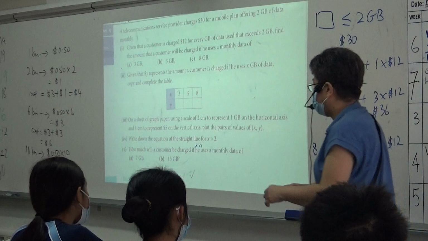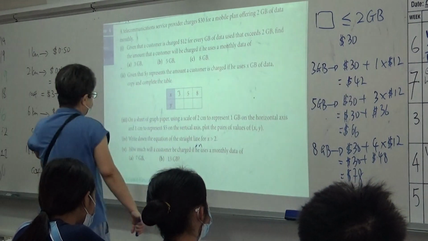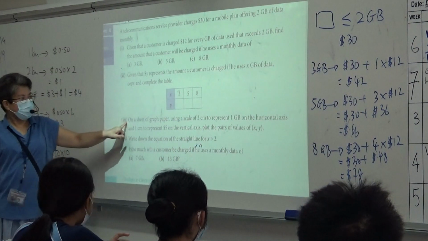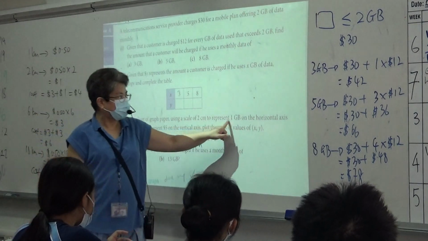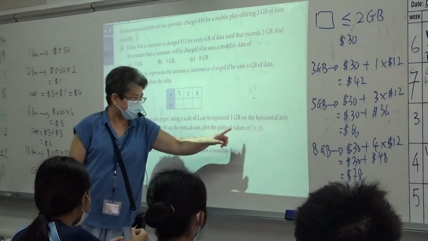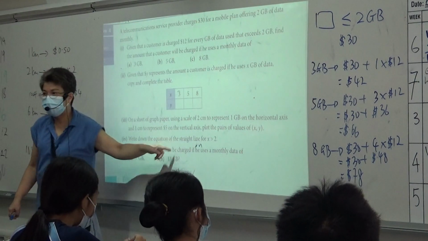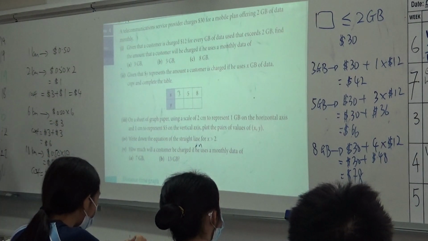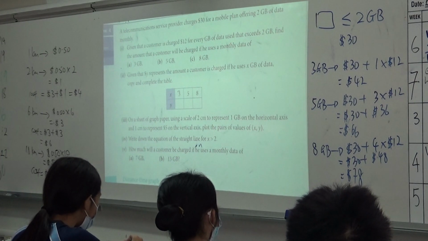Yes or no? Okay. Now, then I'm going to do on part 3 only. On a sheet of brown paper, using a scale of 2 cm to represent 1 gigabyte, draw the values of X and Y. I use 1 cm to represent $5. Okay, I just want to show you the graph only. And I want everybody to pay attention. Stop talking.